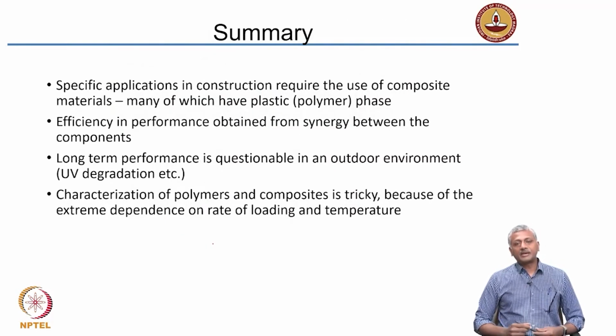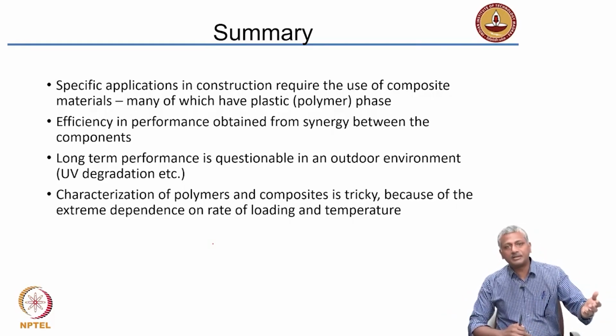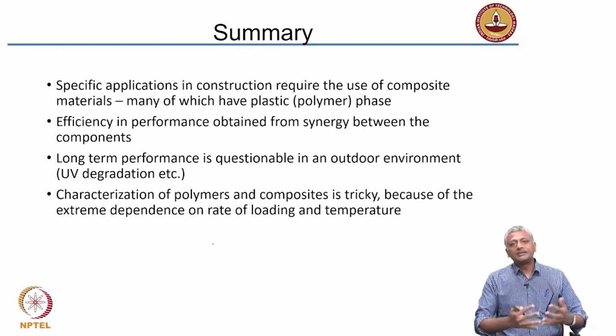To summarize this chapter on polymers and composites, we have specific applications in construction that require the use of composite materials, and in many instances plastic is the binding phase or matrix phase in the composite. Efficiency in performance is obtained from the synergy that the different components exhibit when they come together. Individually they perform differently, but together there is a synergistic effect that results in the performance of the composite.